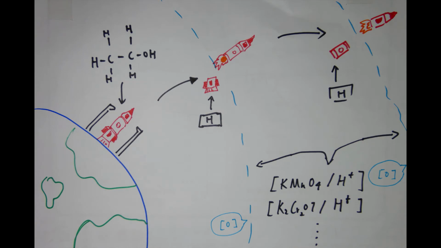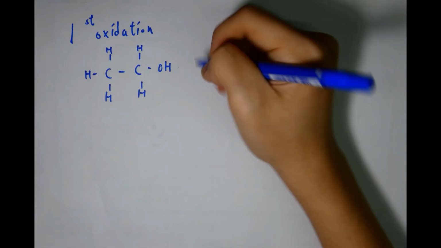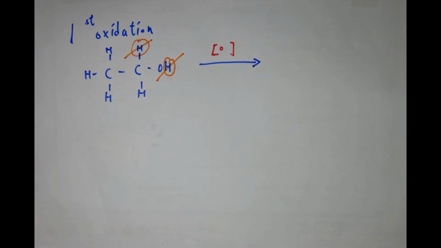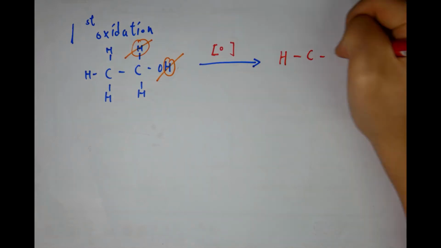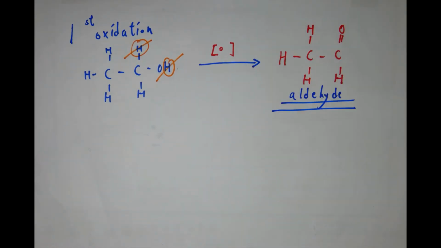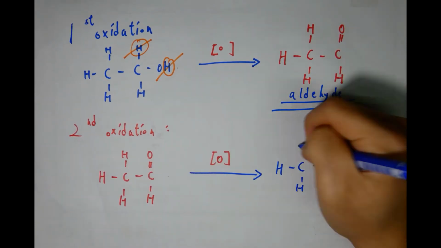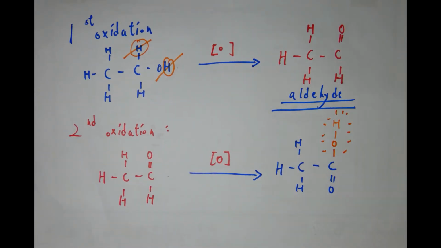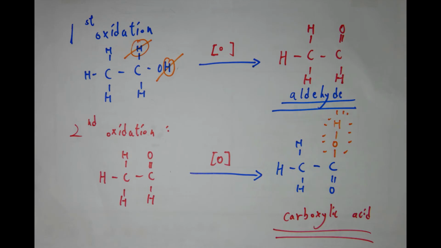For the first oxidation, the hydrogen atom of the OH functional group and one of the hydrogen atoms attached to the carbon atom will be removed. Then, the electrons they left will form a bond with each other, and thus the primary alcohol becomes an aldehyde. For the second oxidation, an oxygen atom will be inserted between the carbon atom and hydrogen atom, and thus the aldehyde will become a carboxylic acid.